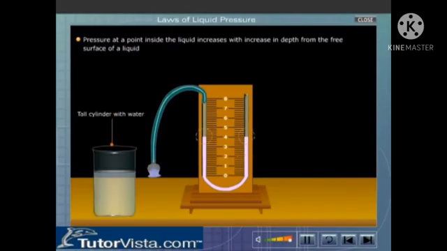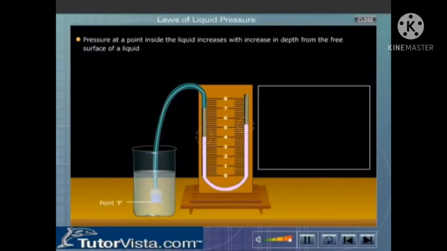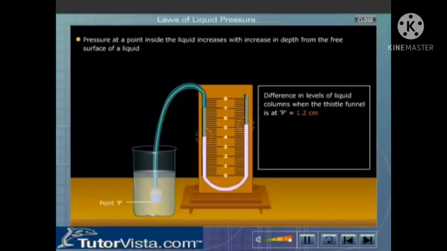Take a tall cylinder and fill it with water. Now lower the thistle funnel to a point P inside the cylinder as shown here. Record the difference in levels of liquid columns in the limbs of the U-tube. This difference is equivalent to the pressure exerted by water at the point P.